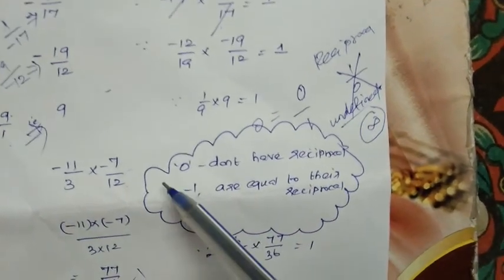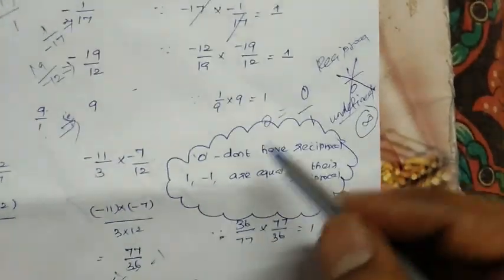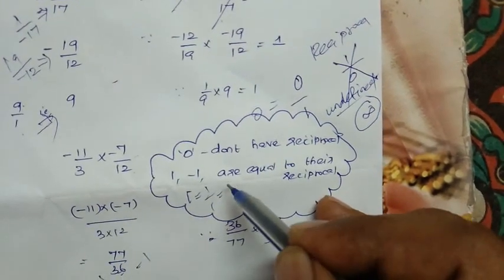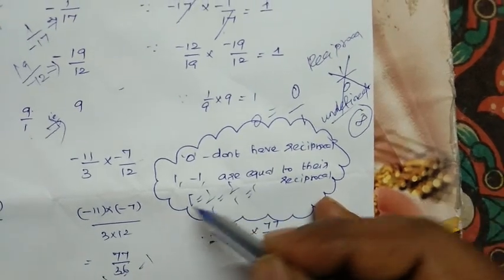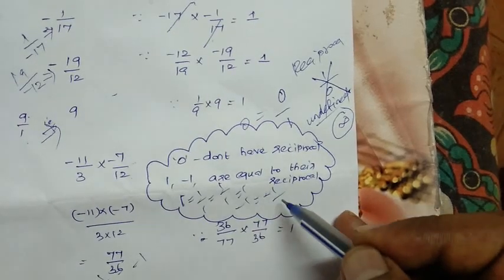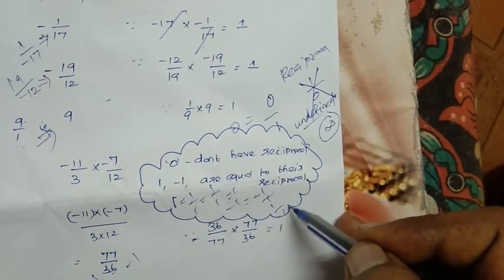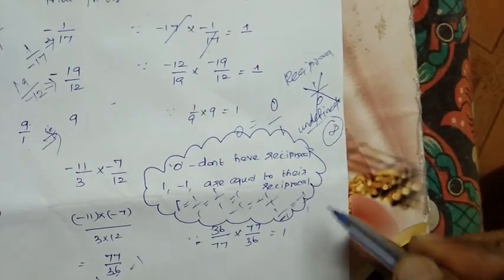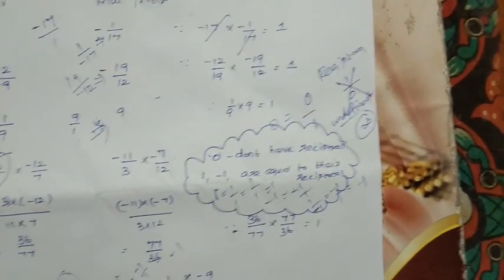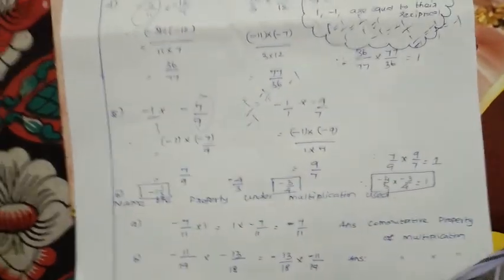And 1 and minus 1 are equal to their reciprocals. We can write 1 as 1 by 1, so the reciprocal of 1 by 1 is 1 by 1; so the reciprocal of 1 is 1. Minus 1 we can write as minus 1 by 1, the reciprocal of this is 1 by minus 1, and the standard form is minus 1 by 1, that is minus 1. So the reciprocal of 1 and minus 1 is the same number.